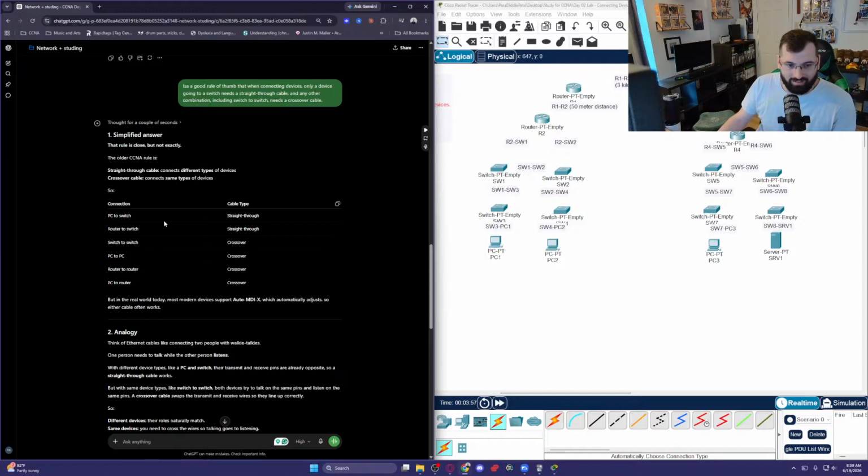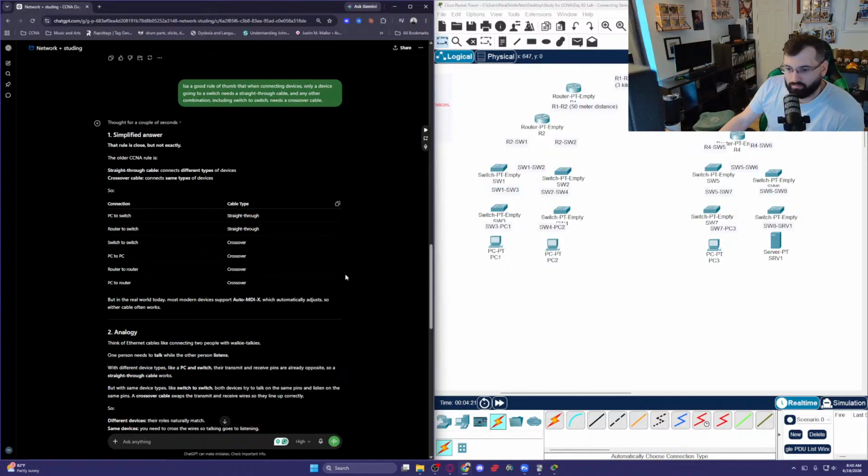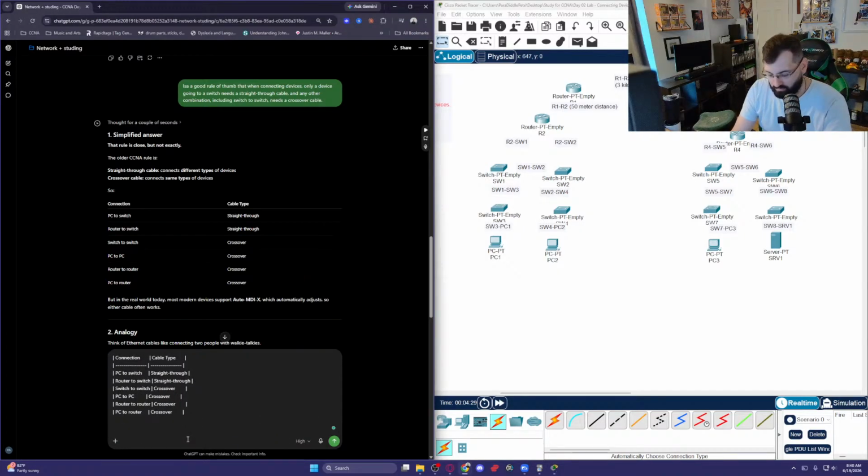Basically, the formula is this. Any device that goes to a switch always uses a straight through cable. Any other combination, including switch to switch, all uses crossover. That's a so much easier rule of thumb. Okay. This is dumb. So I am correct.